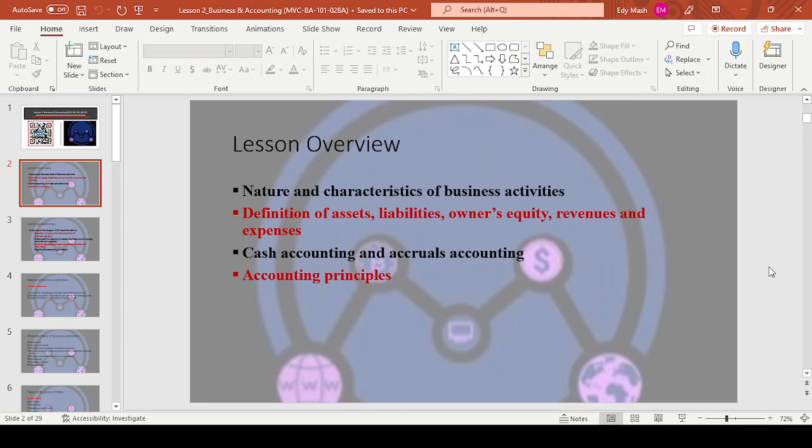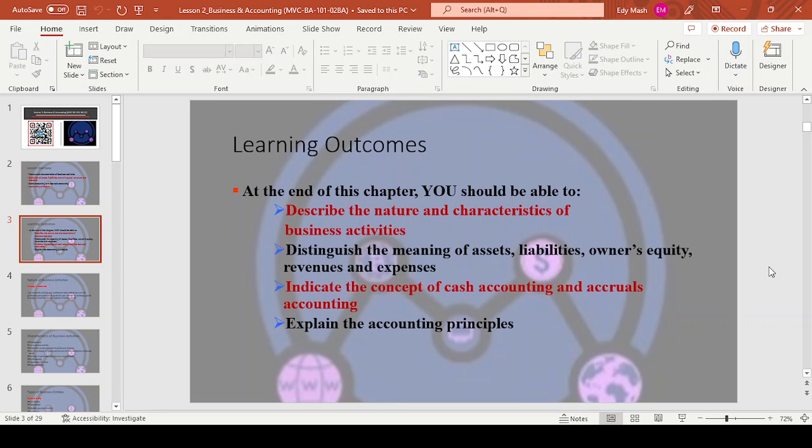The overview of the lesson: we're going to talk about the nature and characteristics of business activities. We are going to define assets, liabilities, owners' equity, revenues, and expenses. We're going to talk about cash accounting and accruals accounting, and we'll touch on the accounting principles. At the end of this chapter, you should be able to describe the nature and characteristics of business activities, distinguish the meaning of assets, liabilities, expenses, revenue, equity, and indicate the concepts of cash accounting and accruals accounting. And you need to be able to explain accounting principles.